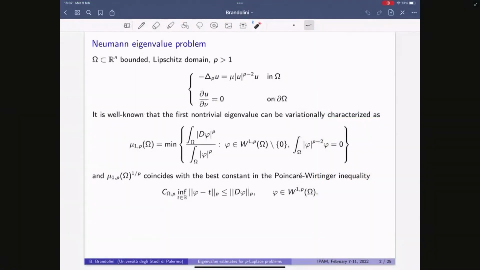Clearly, the right power of μ1, which is μ1 to 1 over p, coincides with the best constant in this Poincaré-Wirtinger inequality, which holds true for every phi in W^{1,p} of omega.